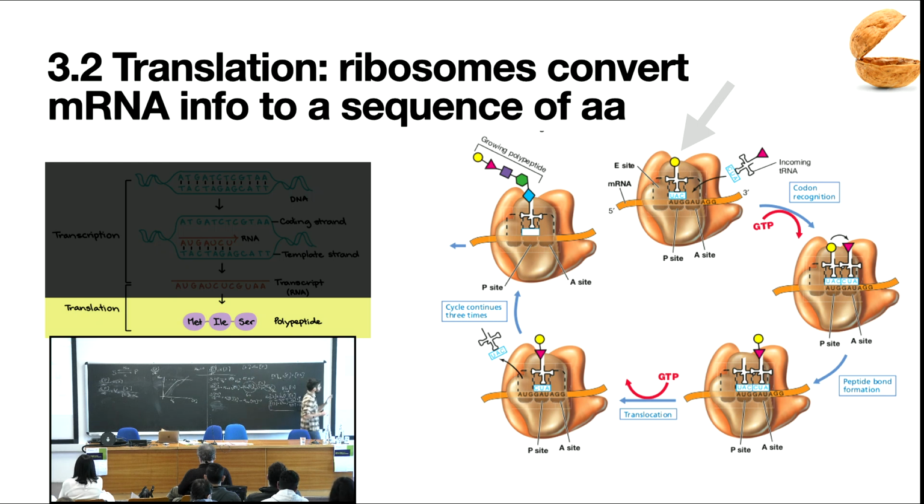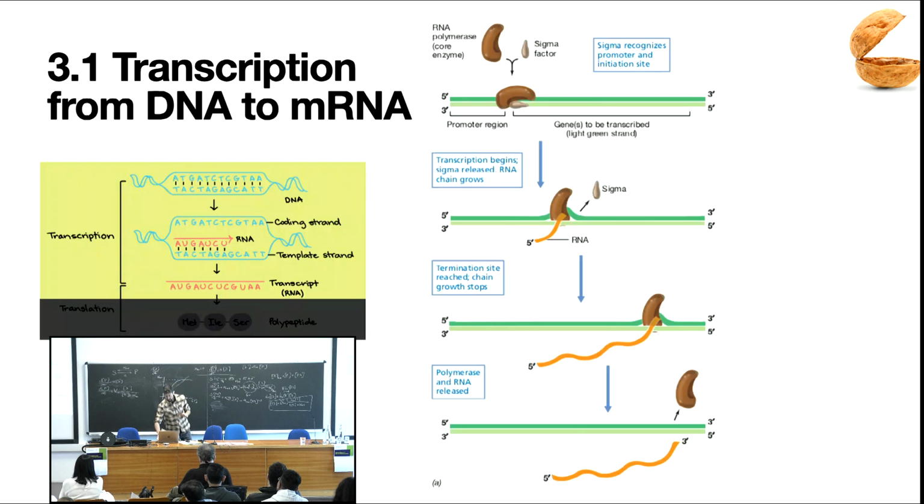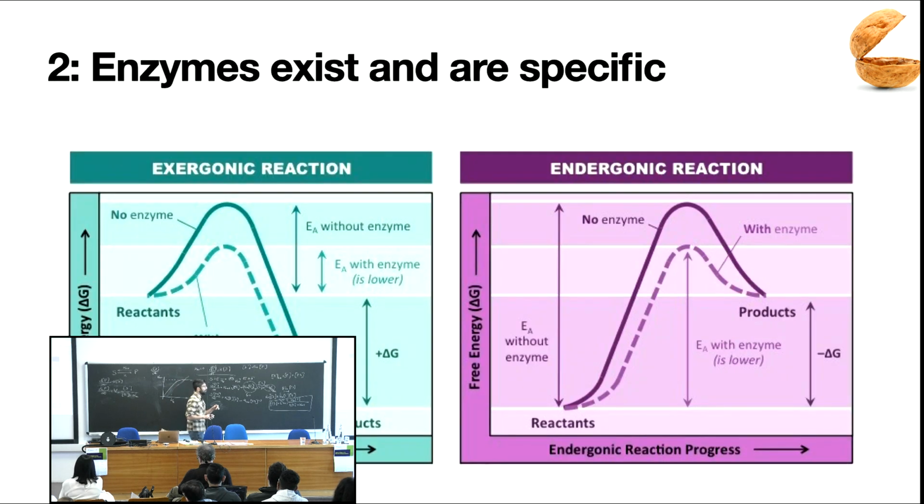So the first thing I told you is that reactions in a cell need enzymes to occur, and so enzymes can tune how fast reactions occur, okay?